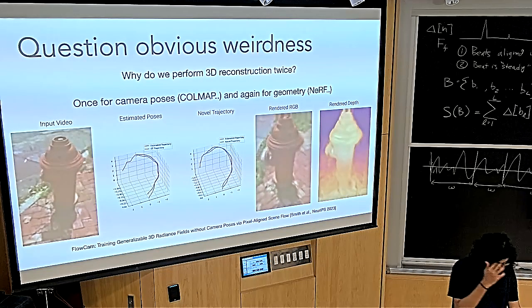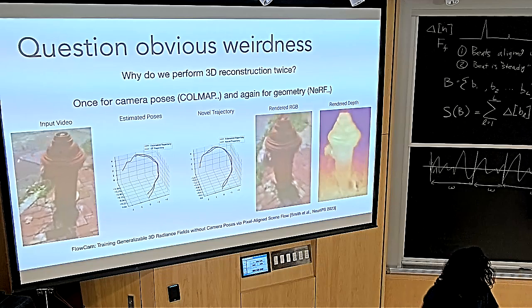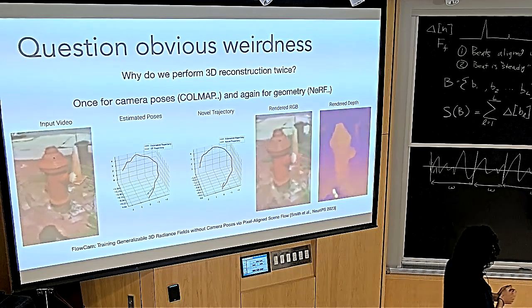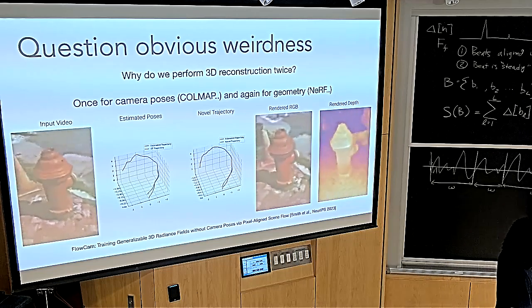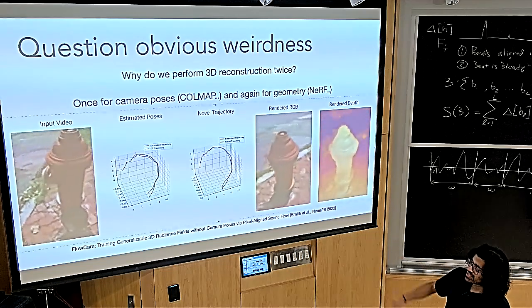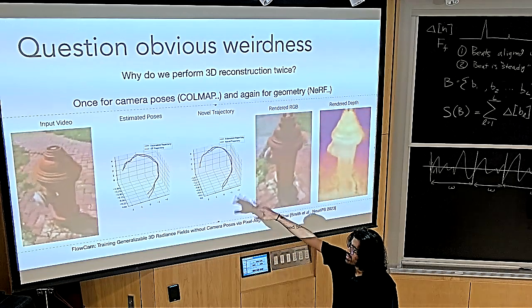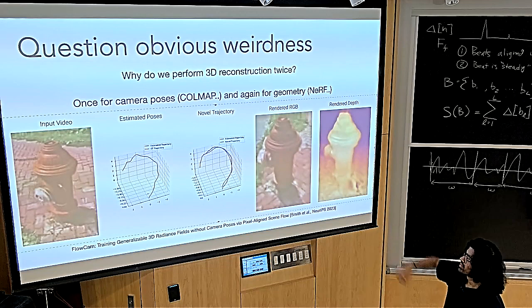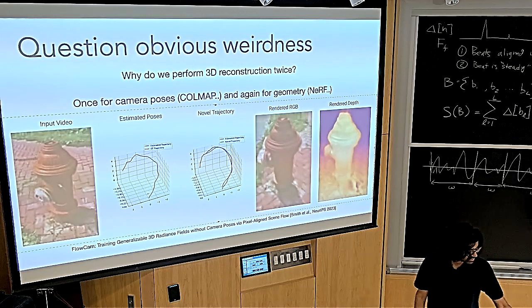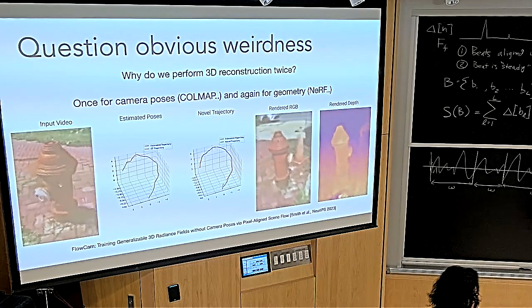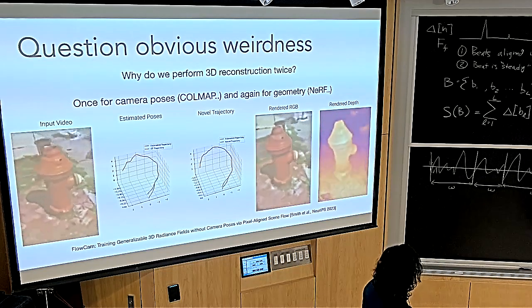And so we developed this approach where you just don't do that. You just have one method that, given an input video, reconstructs the scene as well as the camera poses. So in this plot, you're seeing the camera trajectory, and in the other visualizations are the renderings from the 3D scene. And here you don't need to rely on any structure from motion method. You can actually use the same method to do both.